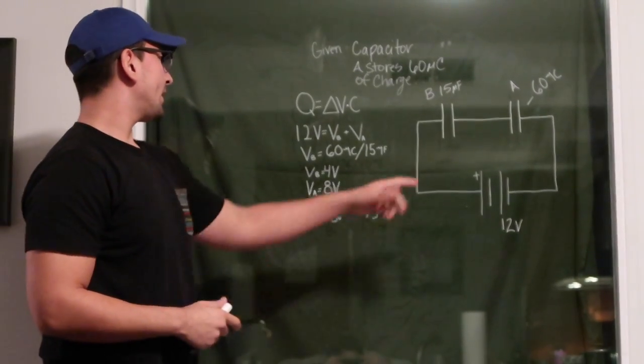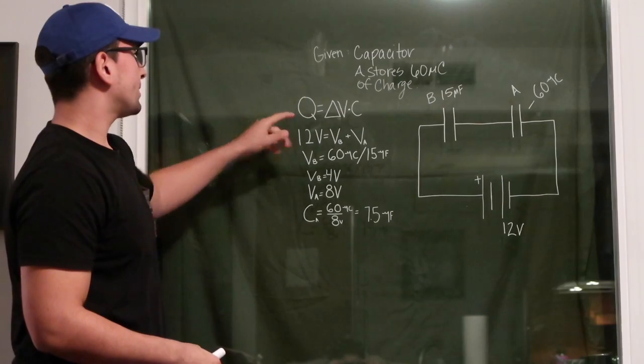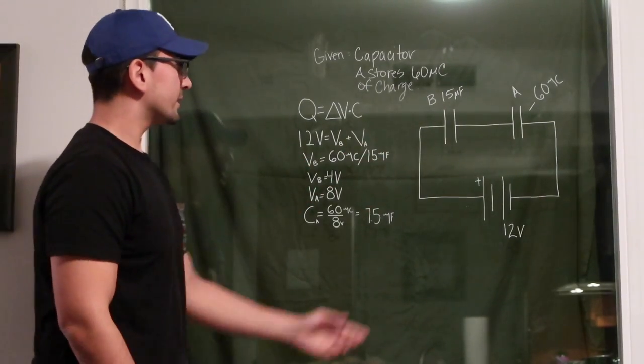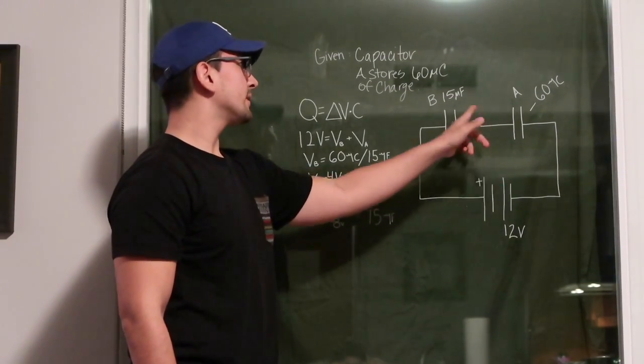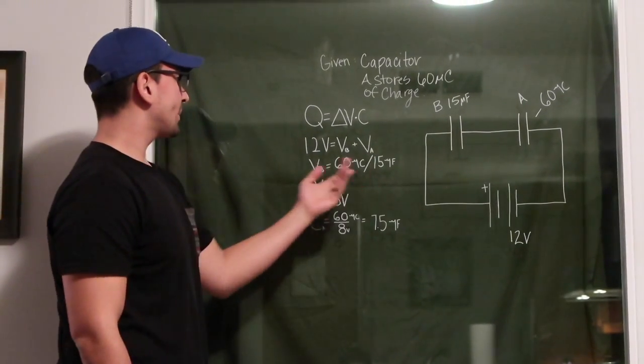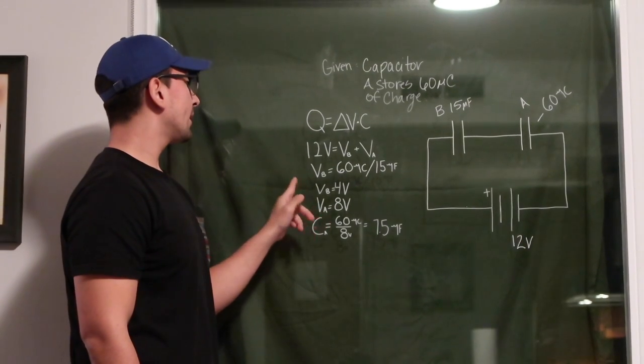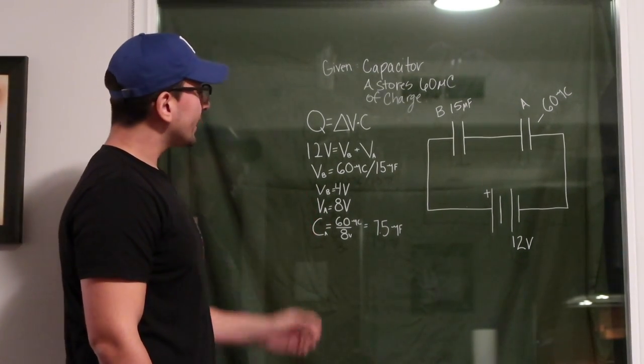To find the voltage of B, we can go back to this equation and just plug in all of our givens. Since this is a series, we know that the charge at B is going to be the same as the charge of A, 60 microcoulombs. So once we plug everything in, we get the voltage of B, which is 4 volts.